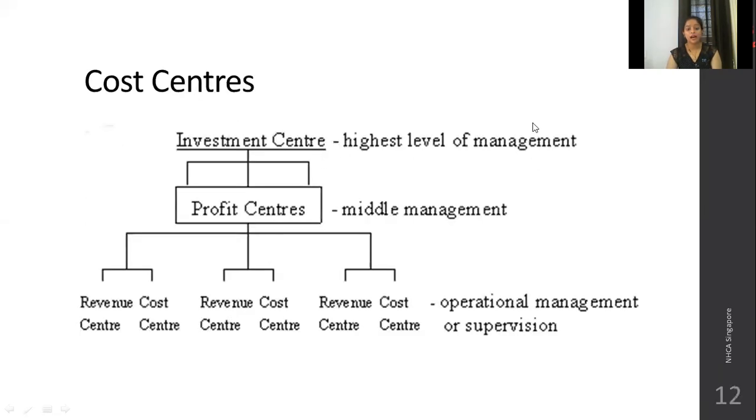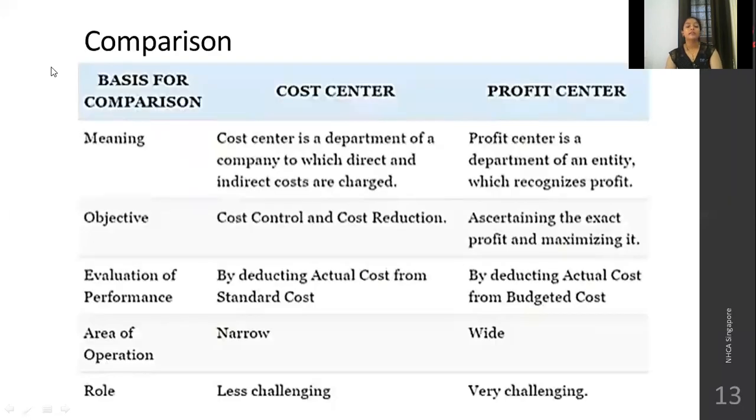The investment center is the highest level of management. Profit centers are mostly the middle management, and cost centers and revenue centers will be operational managers or supervisors. Nurses and everyone will come under the operational management. So this is the hierarchy of profit centers and cost centers within an organization. The topmost is the investment center, the top management. Then profit centers, direct revenue, then cost centers, indirect revenue. That is a comparison, the basis of comparison.